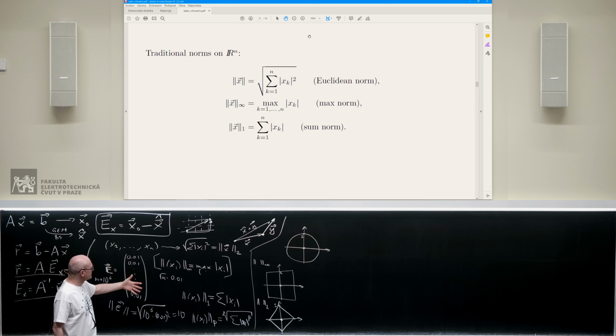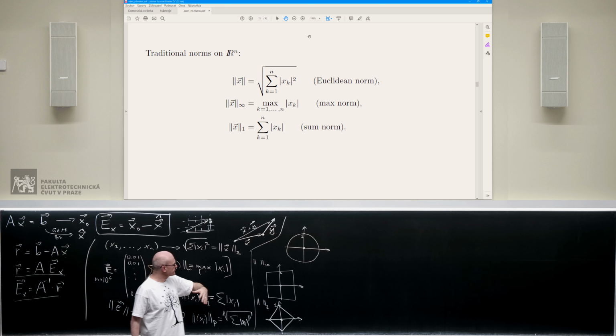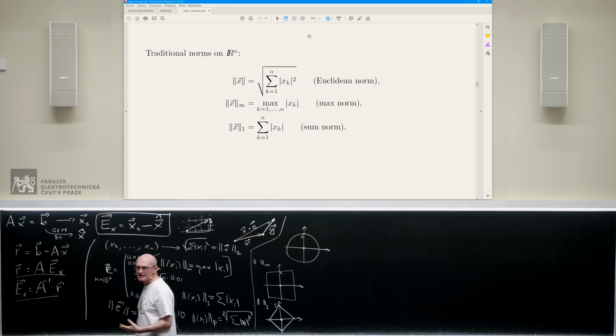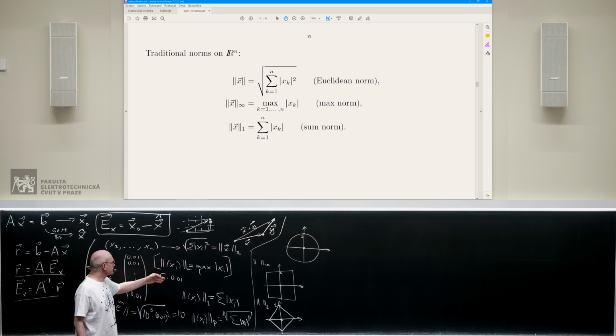So by changing the norm, the way you measure distances, you are actually changing the geometry, the shape of the world as you can see it, and everything works differently when you change the norm.